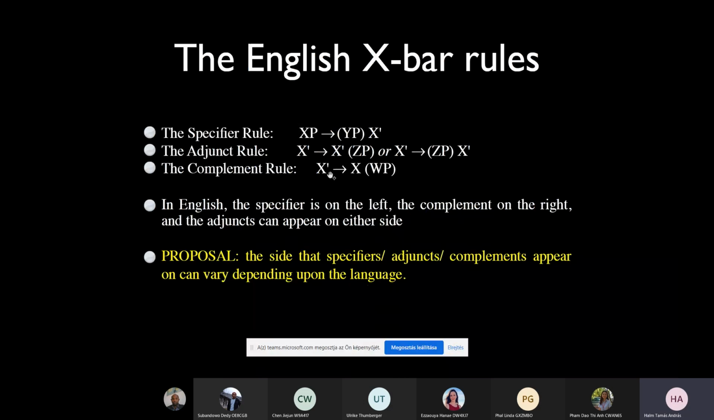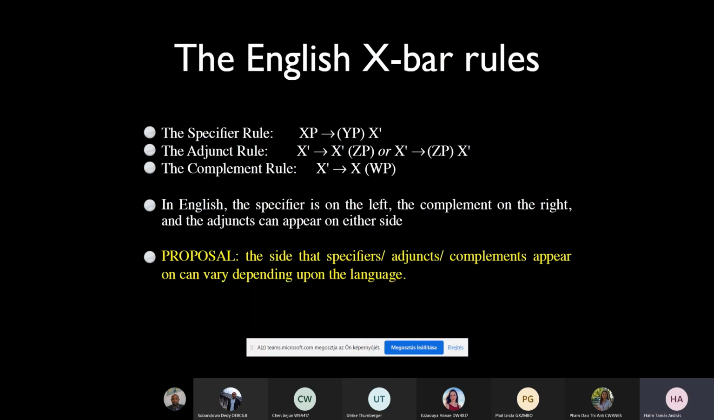There is the complement rule. So we have the head, which can have one complement. This gives us the X-bar level. There is the adjunct rule. We can have a sister to X-bar, an adjunct, and this gives us a higher X-bar. And then at the top of the phrase, there is the specifier rule. X-bar has a sister to the left, the so-called specifier, and this gives us the whole phrase.